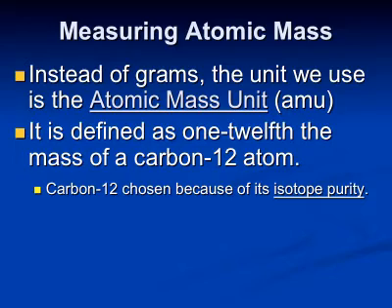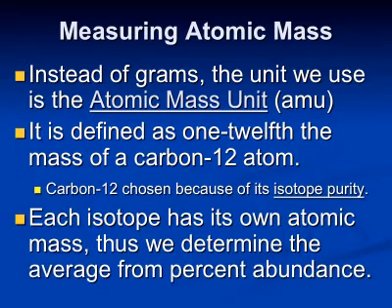Why did we use carbon? Anyone? Isotope purity. Okay, first of all, carbon is very abundant. Like I said, it's everything in this room. Secondly, it's very pure, which means it doesn't get altered very easily. Okay, carbon pretty much maintains its characteristics. Each isotope has its own atomic mass. Therefore, we have to determine its average from its percent abundance.